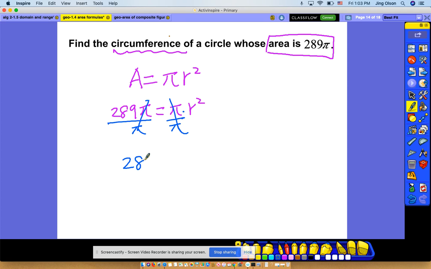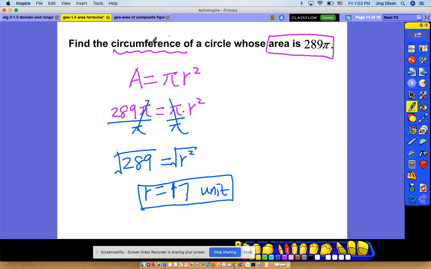You have 289 is equal to r squared. Okay, if you have r squared, how do you find r? Do you divide it by 2? No, you don't, right? This is r squared, not 2 times r. To find r, we need to do square root. Okay, square root of 289, you should get 17 as your answer for the radius. The radius is 17 units.